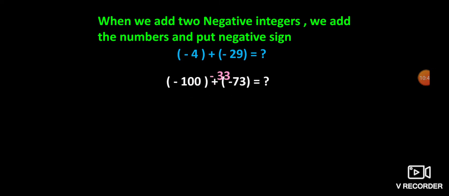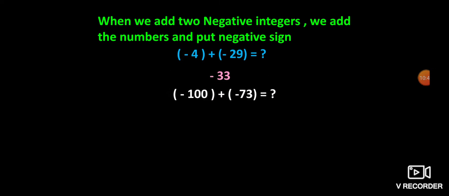Okay, next. Minus 100 plus minus 73. We add the numbers. 100 plus 73, 173, and put the negative sign. Next, three numbers having negative sign. We add the numbers, we will get 15 and put the negative sign.